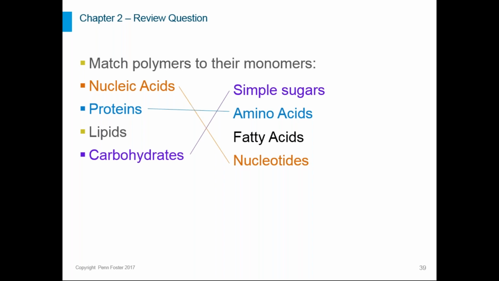Oh, that went out of order, but oh well. Carbohydrates are made of simple sugars. Lipids are made of fatty acids. So it's important to know which molecules, which monomers make up the big polymers. And remember the name for these 4 specific polymers, because they're so huge, those are all called macromolecules.